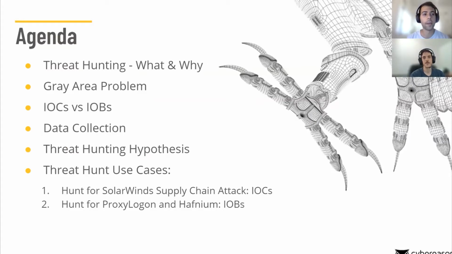This is the agenda for today. We will start with talking about threat hunting, what and why. Then we will deep dive into the gray area problem. We'll talk about IOCs versus IOBs, data collection and which data you need to collect in order to perform threat hunting, hypothesis and how we see it in our team, and threat hunting use cases. The first one is the SolarWinds supply chain attack, where we focus on IOCs, and the other one will be Proxylogon and Hafnium, where we focus on IOBs.